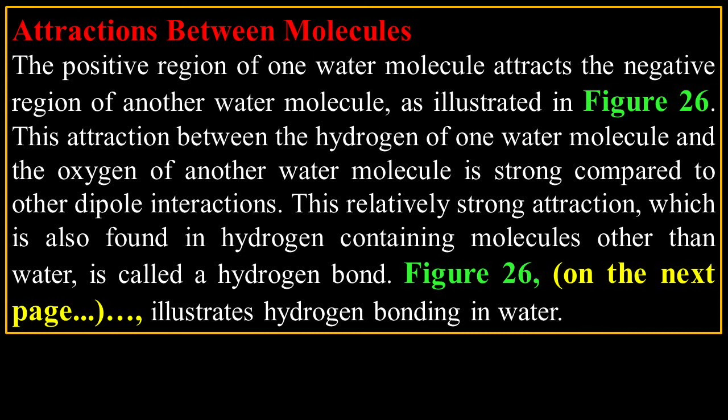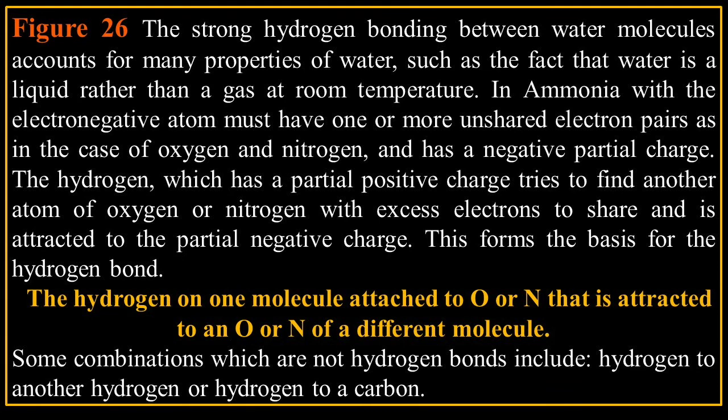The property of being able to float when it gets colder, it expands, is a particular property of hydrogen bonding. Many of the unusual properties of water, water shouldn't act the way it does, but it does because of this hydrogen bonding. The strong hydrogen bonding between water molecules accounts for many properties of water, such as the fact that water is a liquid rather than a gas at room temperature.